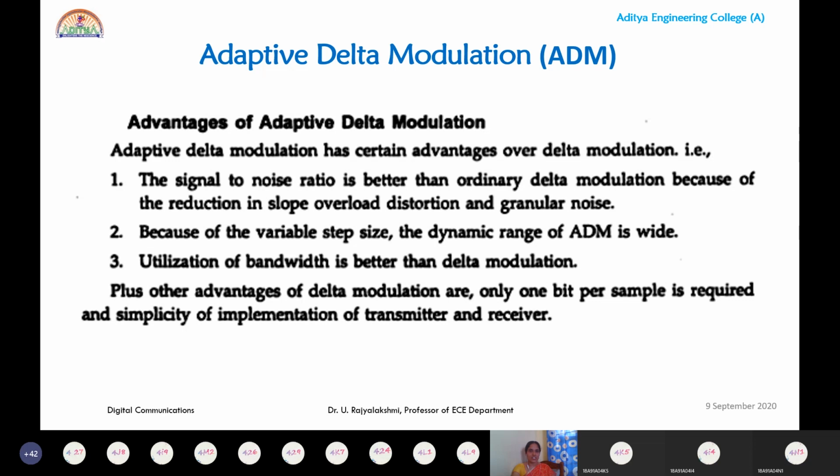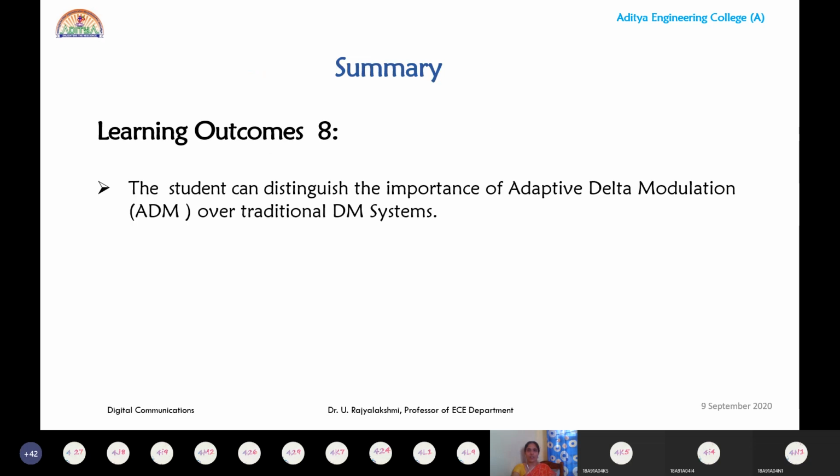Any doubts regarding this adaptive delta modulation? With this module 8, you can distinguish the importance of adaptive delta modulation over traditional. Traditional is nothing but the linear delta modulation, where step size is constant. Is this module okay to everyone? Can we move to the next module? Please, one of you respond. Yes, ma'am. Okay, thank you. So we can move to the last module in this unit 1.